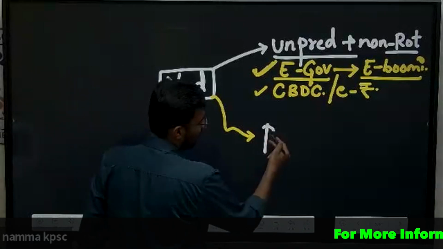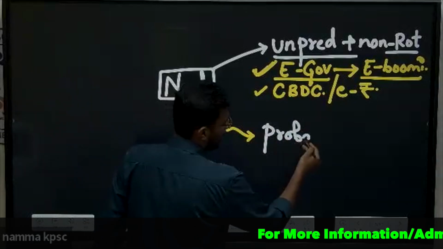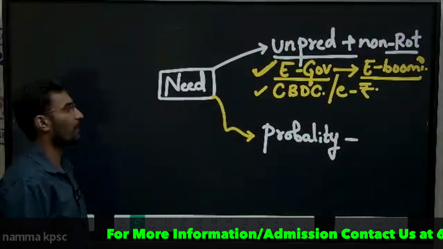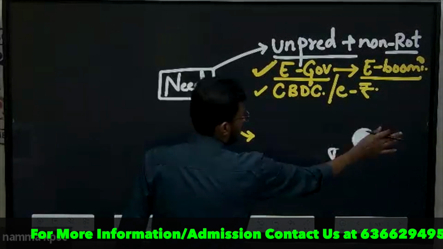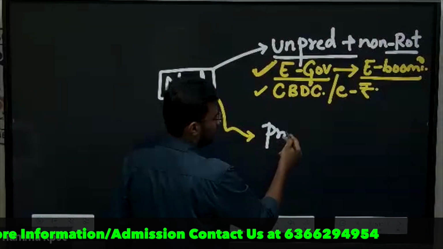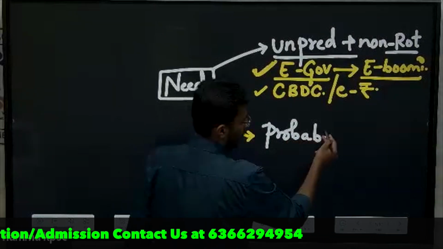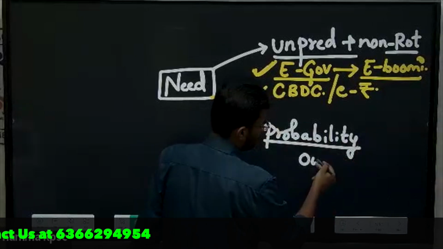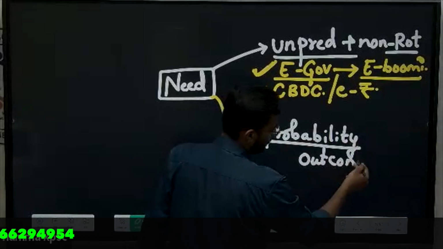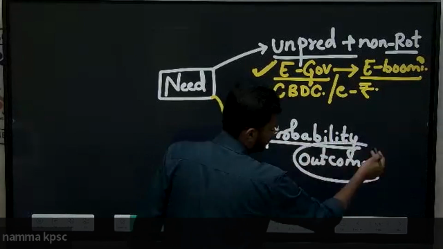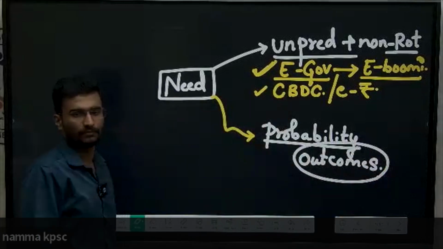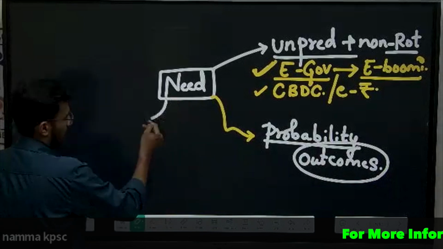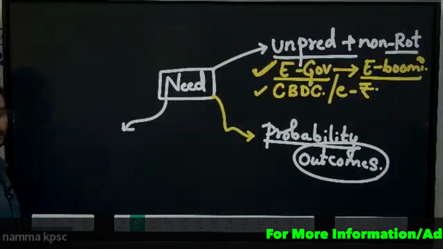We call the second one probability based outcomes. Understand all these, and see how easy it becomes later. It is probability based outcomes. The third one, try it. Why do we want management tools?